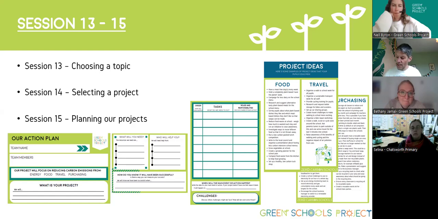Then session 14 goes a bit more in depth into what you can do within those topics and selecting a project. Often this is the stage where it can be a bit daunting, because your pupils might come up with lots of wonderful, wacky, crazy ideas, some of which will probably not have much chance of success. Equally, sometimes pupils find it really difficult to come up with ideas for projects. That's where the project ideas sheet, in the resources available to download for session 14, can be really helpful.